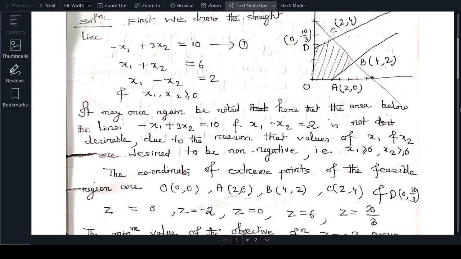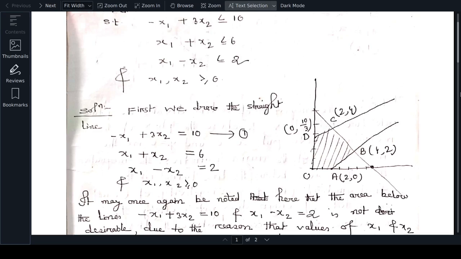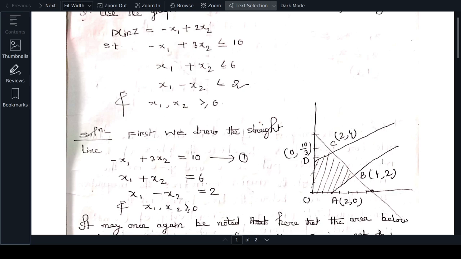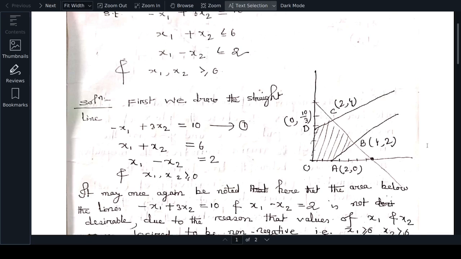Next, similarly, in the second line, you see x1 = 0, x2 = 0, then 0 is less than or equal to 6. The inequality is also satisfied. So from this line, which side? The origin-containing side. And for x1 minus x2, you substitute 0, which is less than or equal to 2, obviously satisfied.